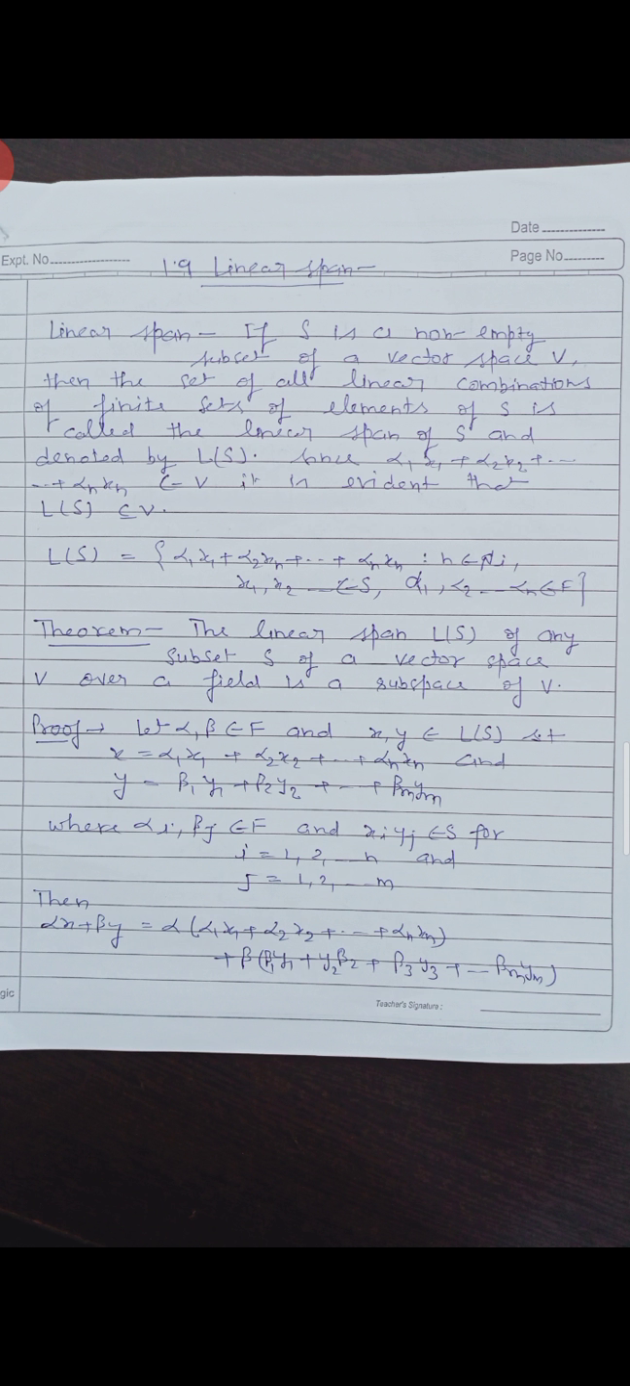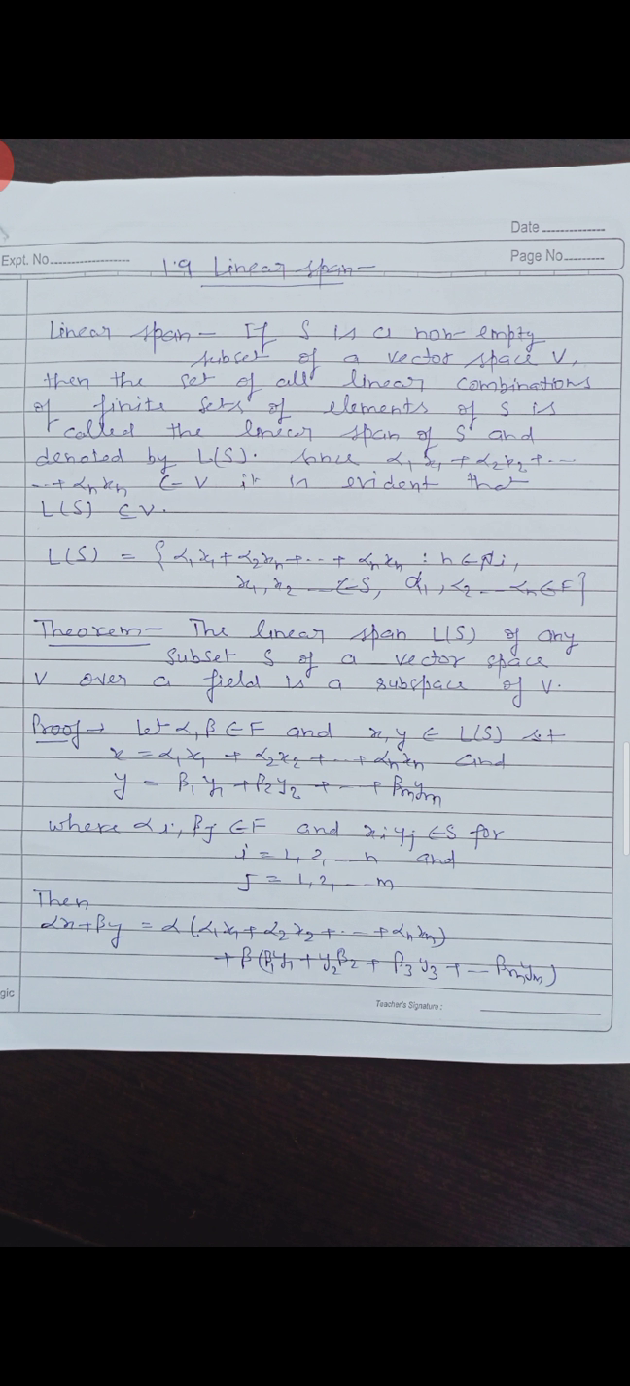Then an expression which is associated with the scalars alpha 1, alpha 2 and so on alpha n, such that alpha 1 x1 plus alpha 2 x2 plus and so on alpha n xn, then this expression is called the linear combination of vectors x1, x2, x3 and so on xn.